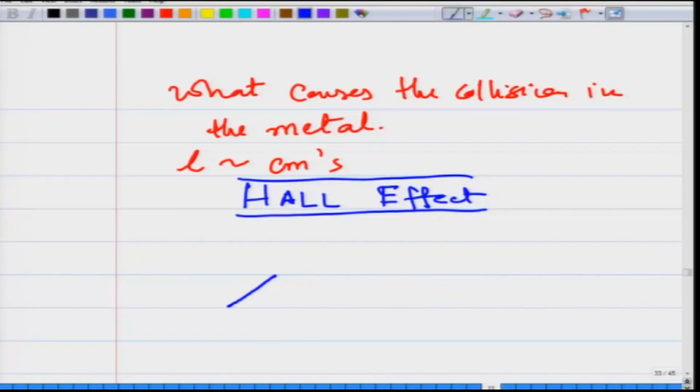Now I will describe the Hall effect phenomenon. In the Hall effect, you take a very thin film of the material, so that the electrons are basically moving in one single plane. Consider the plane of the screen, and the electrons are moving only in the plane of the screen. It is a very thin film of the metal or the material.